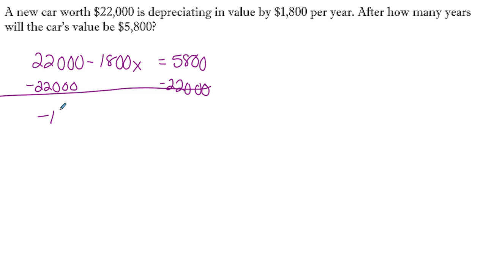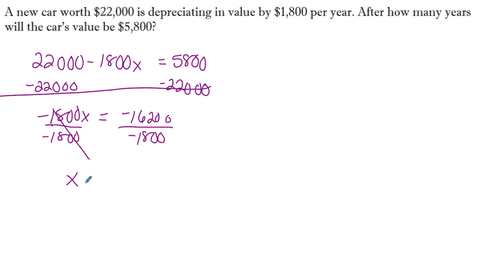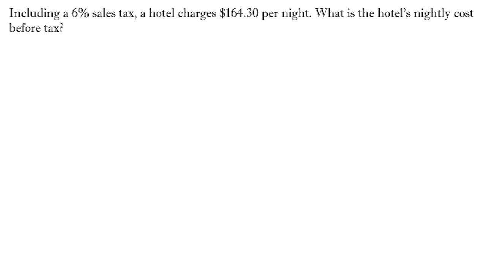and that gives us negative 1,800x equals negative 16,200. Divide both sides by negative 1,800. And when you divide, of course, by a negative, your answer, negative divided by negative, is positive. This gives us 9 years. So how many years did it take for it to depreciate to $5,800? Takes us 9 years.